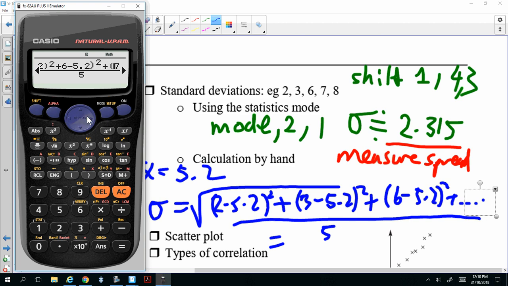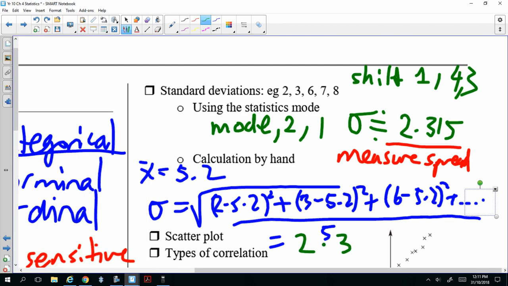Square bracket? Okay. Oops. I think that works. Thank you, 2.4. Yes, it's the same. Okay, so you get the same. So that's the formula for standard deviation, 2.315. Okay, same as before. So you need to know the formula and also know how to do it on a calculator.